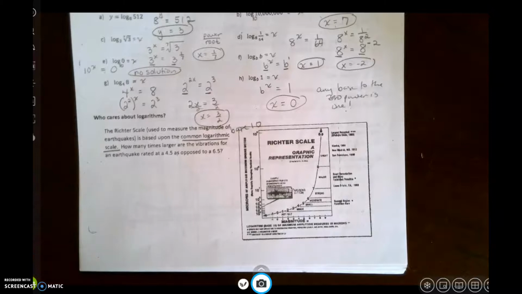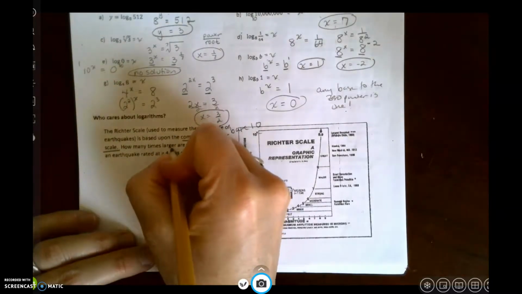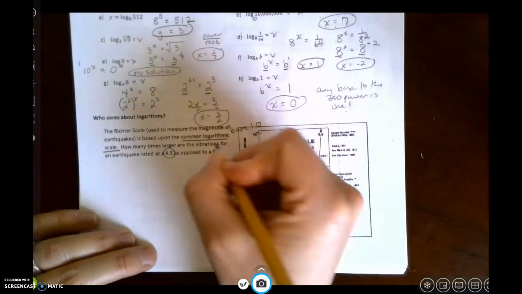So you've heard that, oh, that earthquake was a 2.5 on the Richter scale. And then you might hear that another earthquake was, oh, that one was a 3.2 on the Richter scale. And you might think, wow, they were really close. Not really, if we understand the Richter scale. So let's read this question here. How many times larger are the vibrations for an earthquake rated at a 4.5 as opposed to a 6.5?